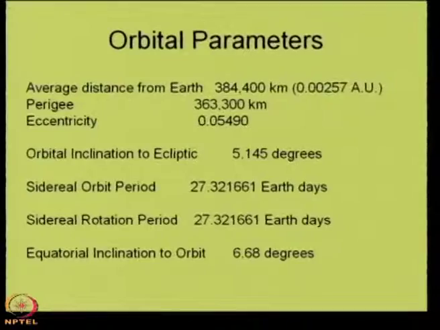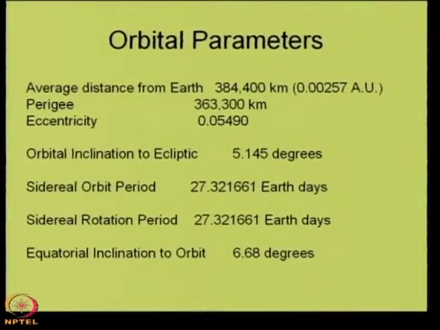And the orbit is inclined by a very small angle, 5.145 degrees to the ecliptic. So, the orbit of the moon is nearly coplanar with the orbit of the earth around the sun. They are more or less coplanar. There is a very small angle between the orbit of the moon and the orbit of the earth.